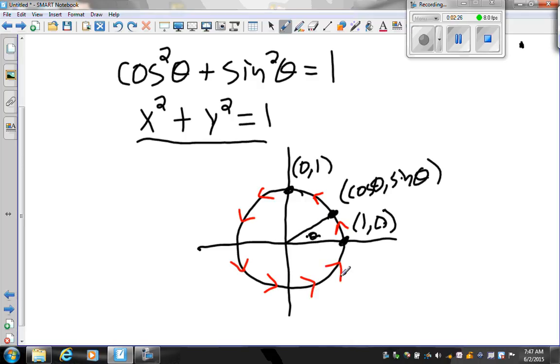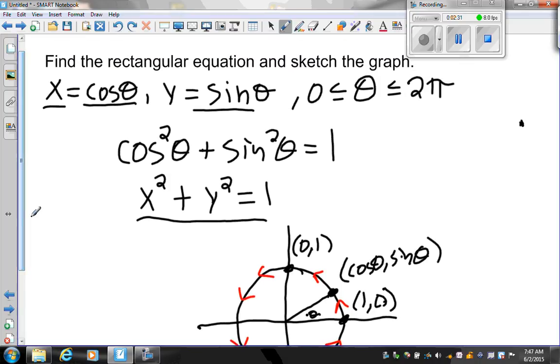So there's the sketch of our plane curve associated to the parametric equations x equals cosine of theta, y equals sine of theta, where theta runs between 0 and 2 pi.